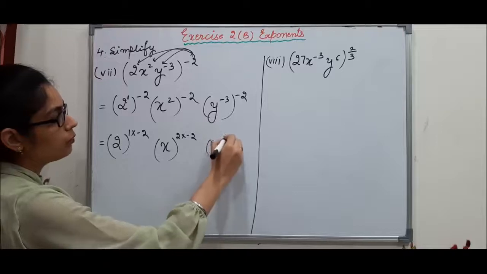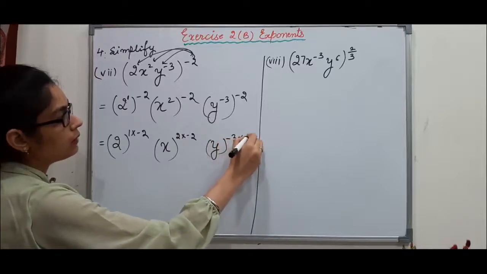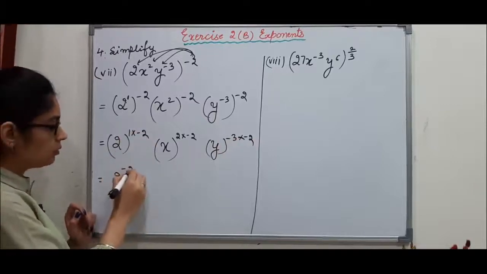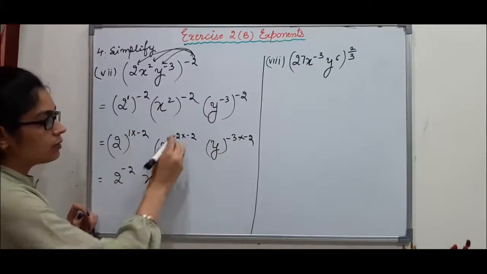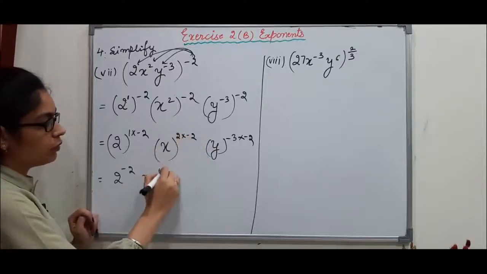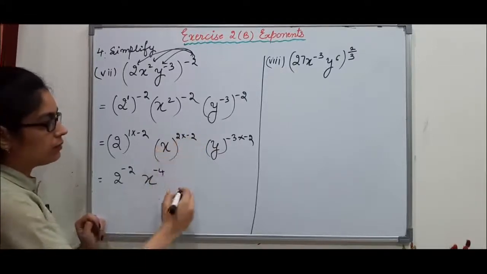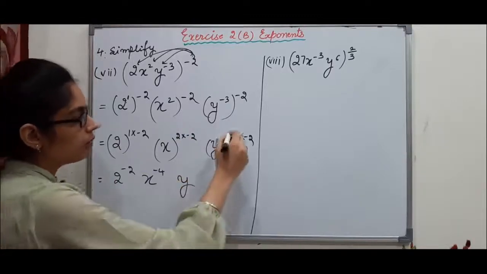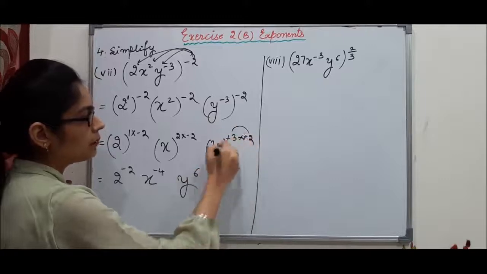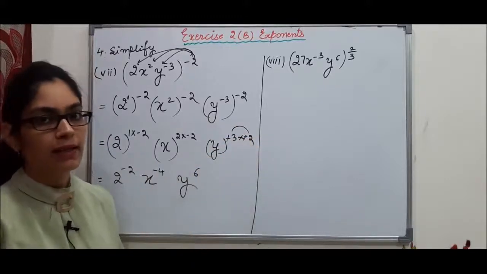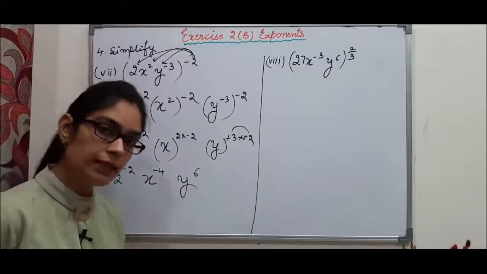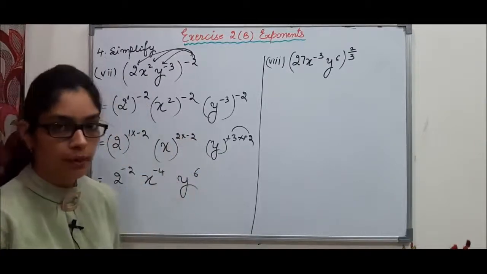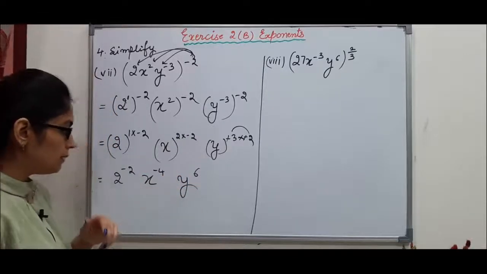So y whole power minus 3 into minus 2. So 1 into minus 2 is minus 2, 2 to the power minus 2, x 2 into minus 2, 2 into 2 is 4, the minus sign as it is will come, because it is 1 time minus sign. So y, 3 into 2 is 6, minus and minus sign will get cancelled. So 2 minus signs will get cancelled. An even number of minus signs will always get cancelled, but if the minus sign is of an odd number of times, then the answer will always be negative.